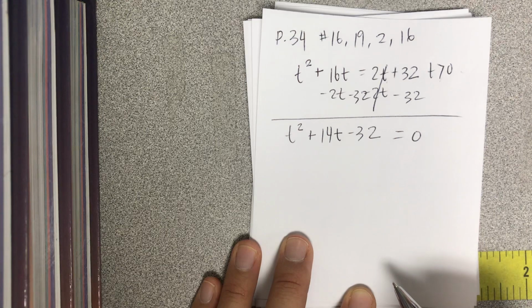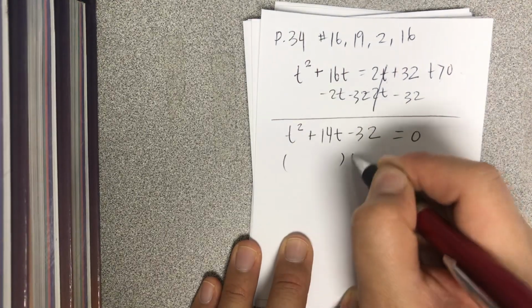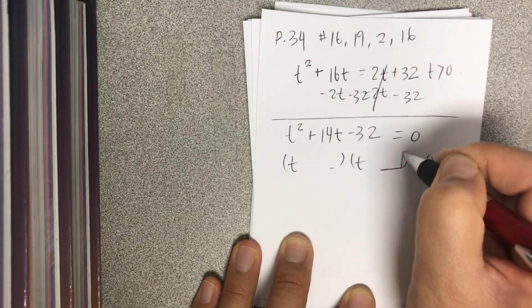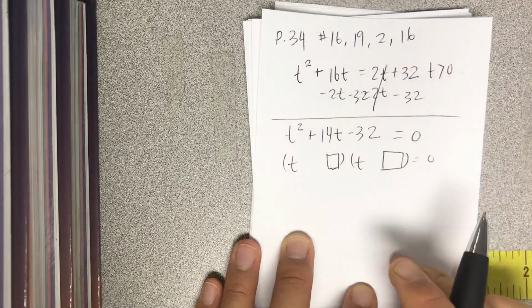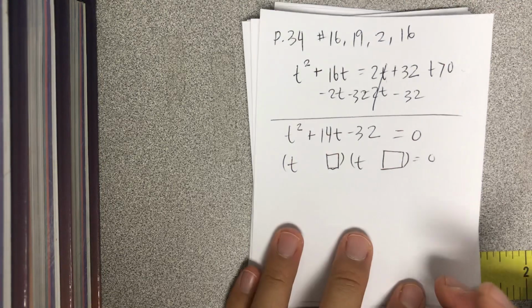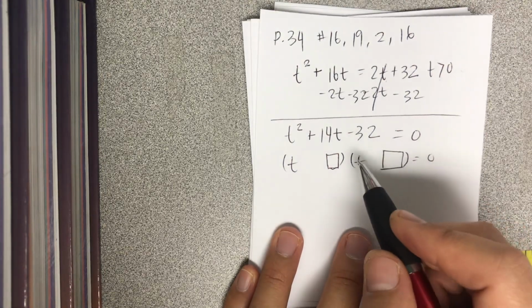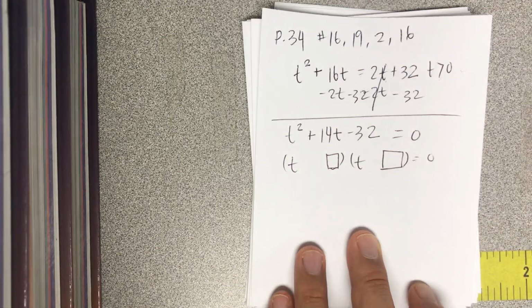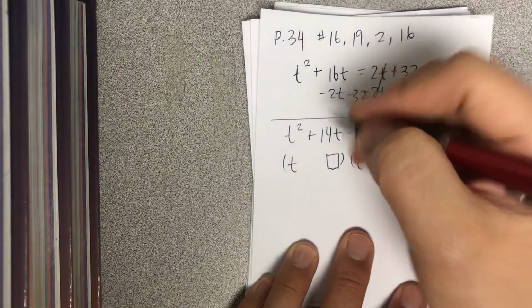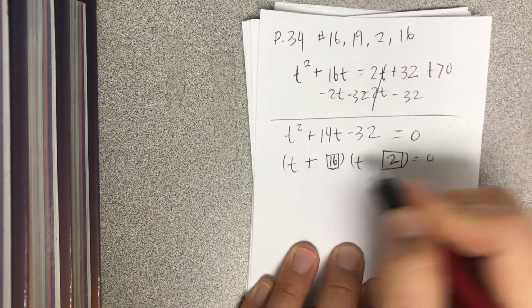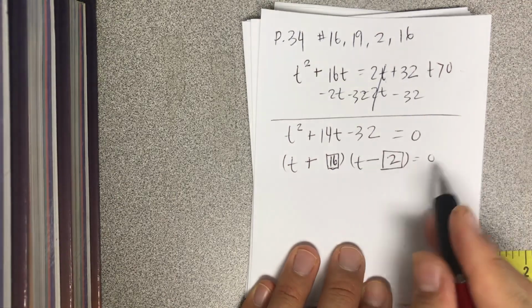This is now a quadratic equation, and so you have to think about what two numbers, if you multiplied them, would equal 32, but if you added or subtracted them would be 14. After you try 32 divided by 1, 32 divided by 2, what is that? It would be 16 and 2. That one works, because 16 minus 2 equals 14.